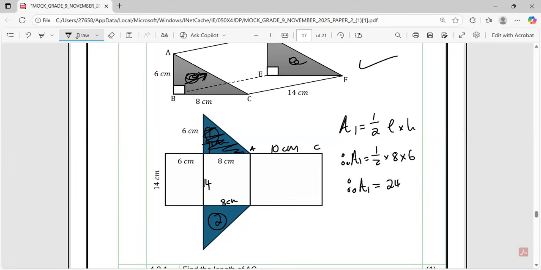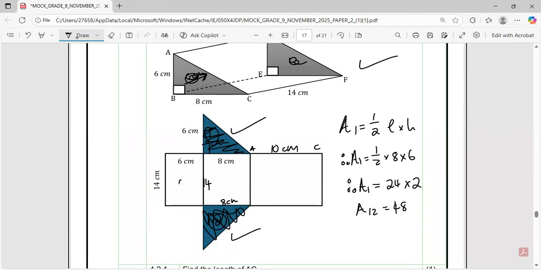So when it's 24, we know that this one here is also 24. When both of them are 24, it means we can simply multiply it by 2, right? So we know how much the area here is and how much that area there is as well. So the total area for 1 and 2 is going to give us 48.